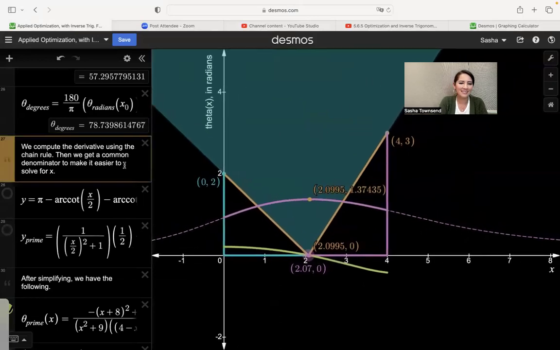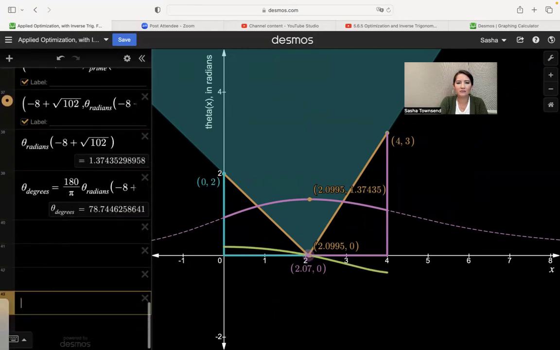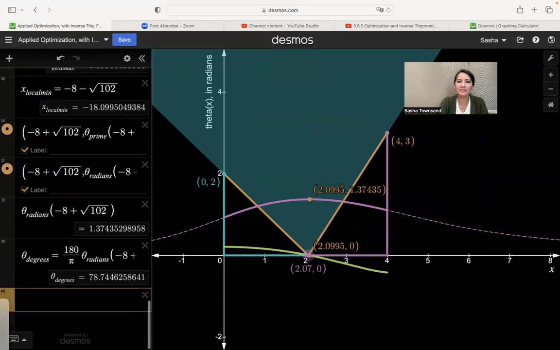I think that's it. So we were able to find the maximum value of the angle. That's 1.37 radians, which is approximately 78 degrees, right? 78.74 degrees. And that occurs at x equals 2.0995. It's that point between these two, on the x-axis, that gives us that maximum angle here.